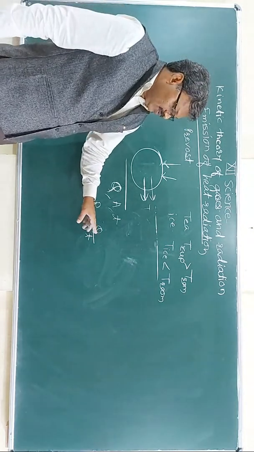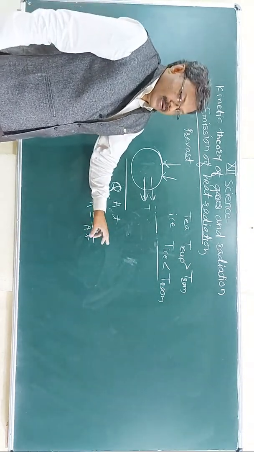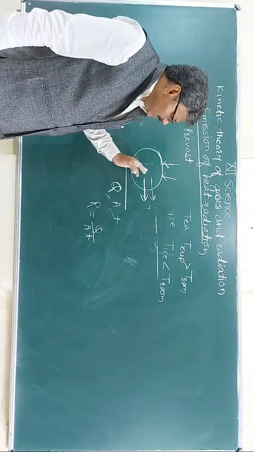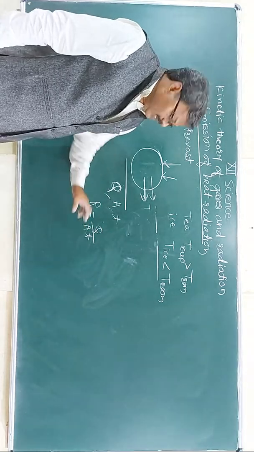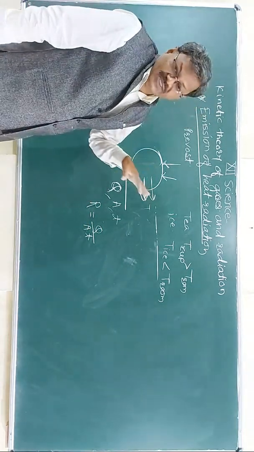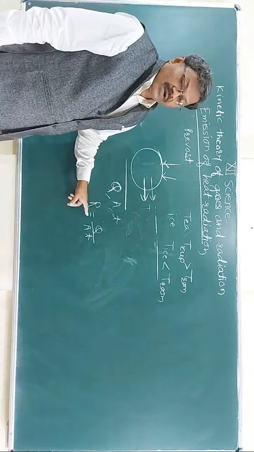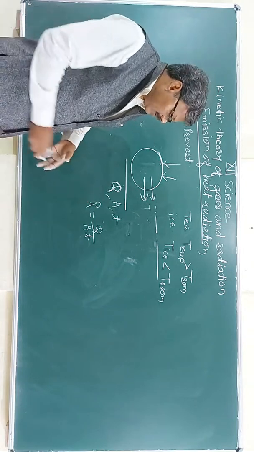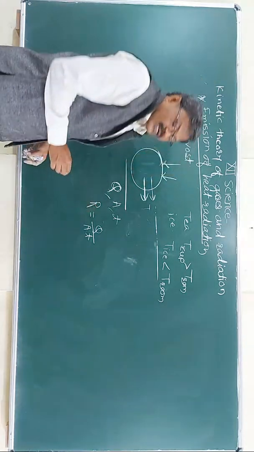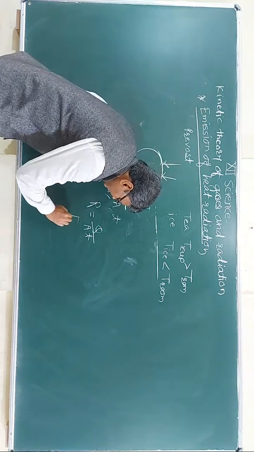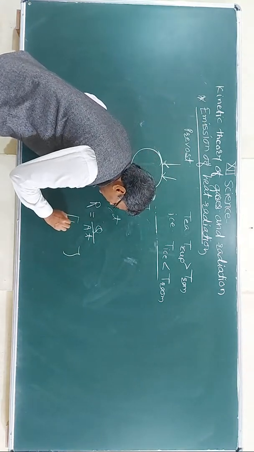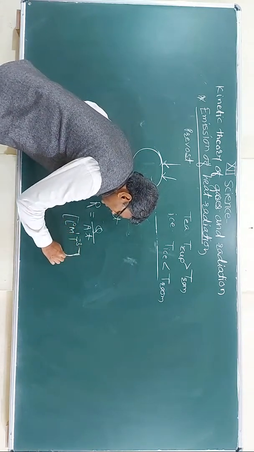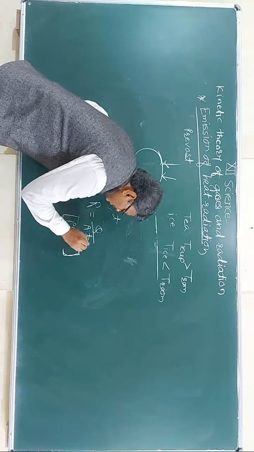Therefore, emissive power or radiant power is equal to Q upon A t. Q is the radiant heat emitted by the body per unit area, per unit time. It is called the emissive power of the body, or the radiant power. Now, the dimensions of this emissive power are L^0 M^1 T^-3.